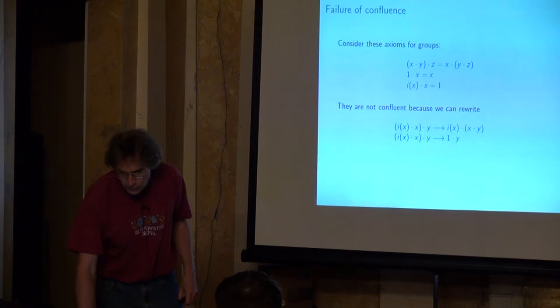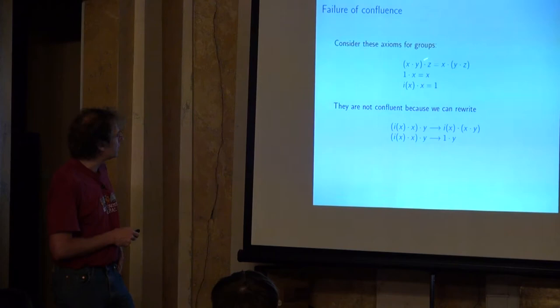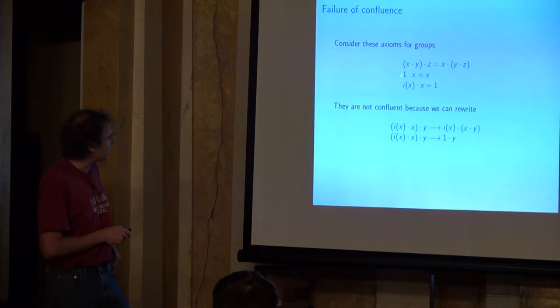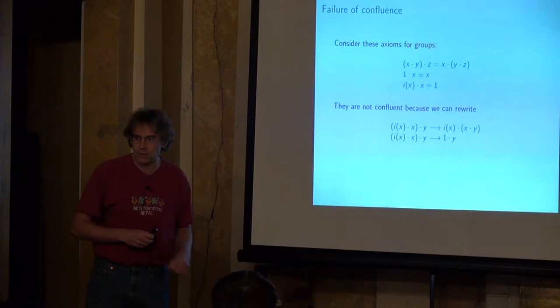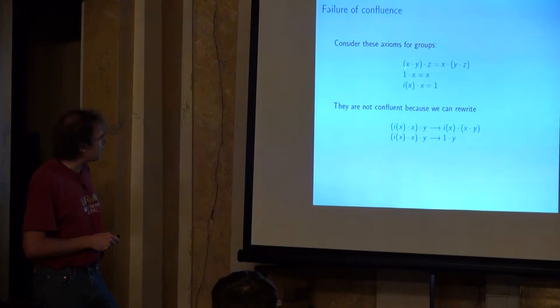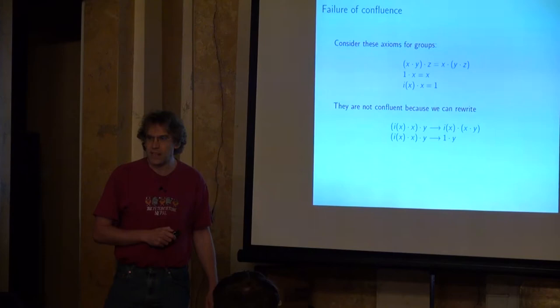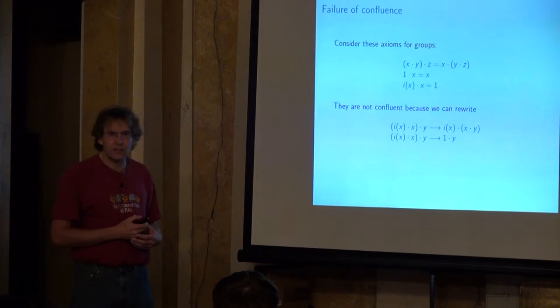For example, suppose you have the axioms for groups. So you have some binary operation which we'll write as multiplication, and you have an identity which we'll write as one. But these are just abstract symbols. We're not really thinking of these as multiplication and one. Then if we just apply those rules left to right repeatedly, it is actually easy to see that it will always terminate, so that's not a problem. However, you don't always necessarily get the same result if you use the rewrites in different orders.